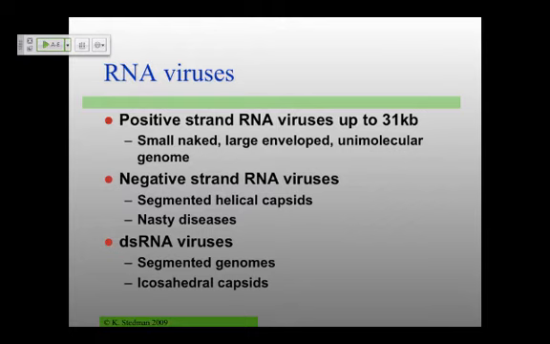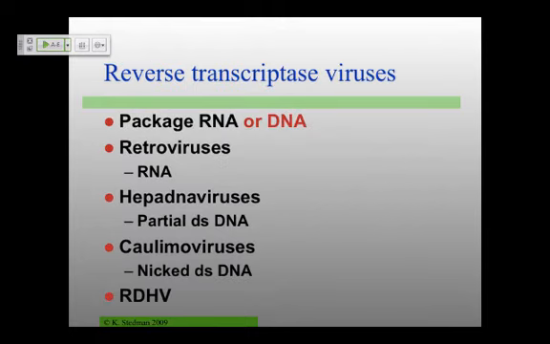So the last class that I wanted to talk about here, this is actually getting back to your differences in terms of how these things get packaged. These are the reverse transcriptase viruses, also known as retroviruses in many cases. And that's just because the replication of the genomes of these viruses always goes through a reverse transcriptase phase. So taking an RNA and making a DNA copy of it.